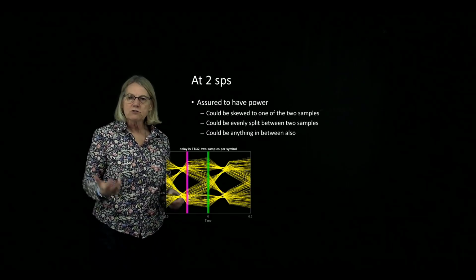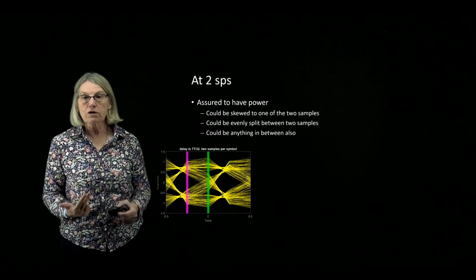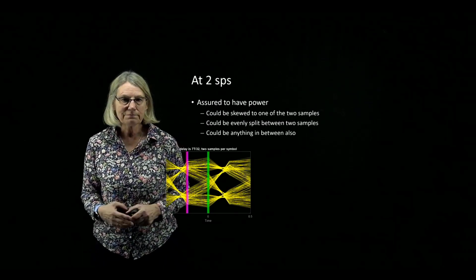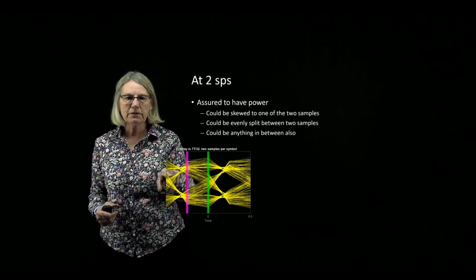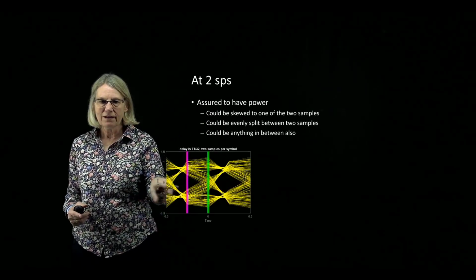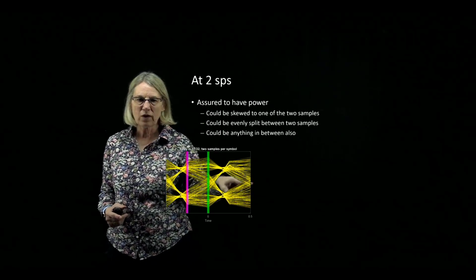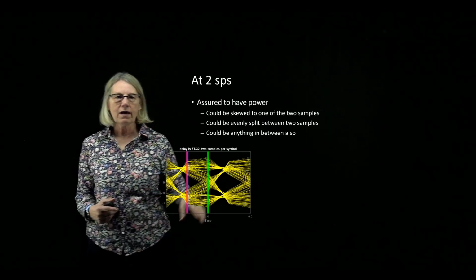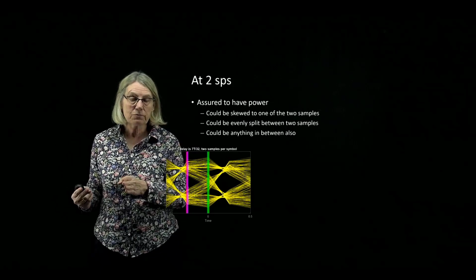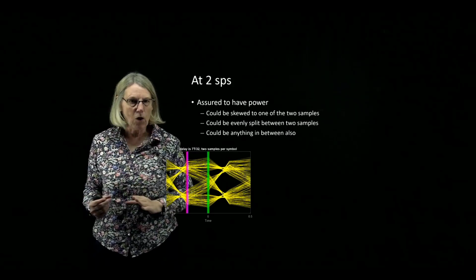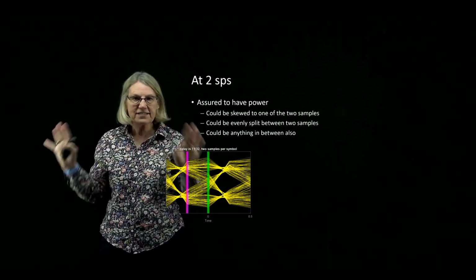What's nice about 2 samples per symbol is that if it's really a 1, I'm assured to get some power in 1. I'm not going to be transiting between the +1 and -1 and hovering at 0 power, which I could get unlucky and be exactly at the transition point instead of being at the maximal eye opening. But if I have 2 samples per symbol, that's not going to happen.